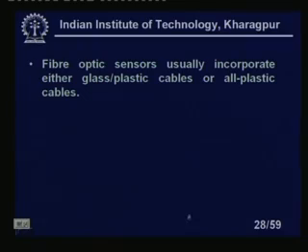Okay, now we will discuss some sensors where the intensity of light is modulated. Fiber optic sensors usually incorporate either glass or plastic cables, because all plastic cables are coming up very fast. Glass is cheaper than the silica based fiber. So, we must give some emphasis on the all plastic fiber cables, because the loss is more in the case of all plastic cables, but it is cheap.